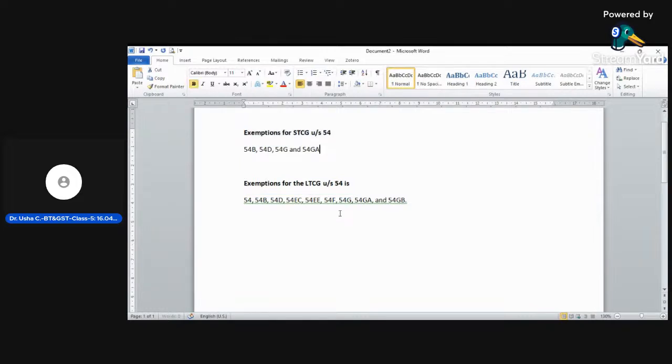Kindly refer to other textbooks for a detailed explanation of the exemption: on what basis, to whom it is available, how much is available, for what period, and what the lock-in period is to claim this exemption. Everything is available in detail. Due to shortage of time, I cannot concentrate on this in detail. Whatever is important, I am just going through.